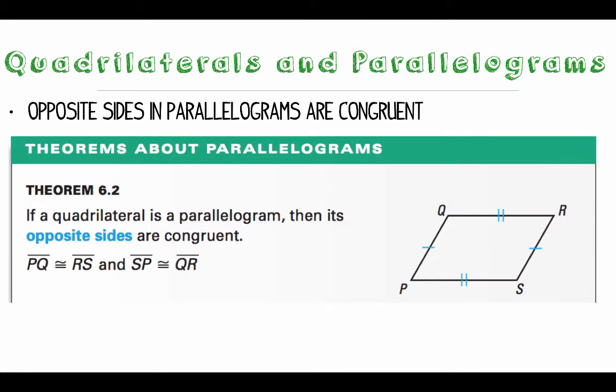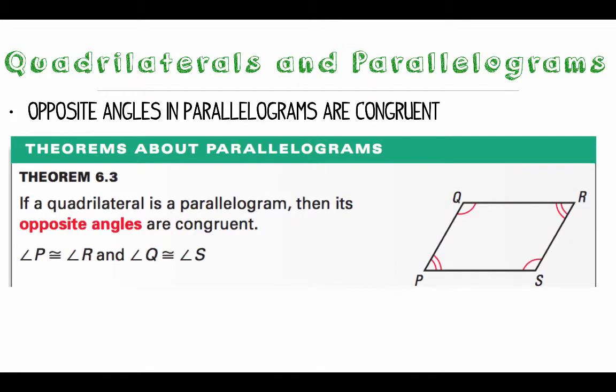The next theorem we looked at was that the opposite sides of a parallelogram are congruent. They're equal to each other. So if we said that PQ was 6, automatically RS is also going to be 6. If we said QR is 15, automatically PS is also going to be 15. Just to kind of help.